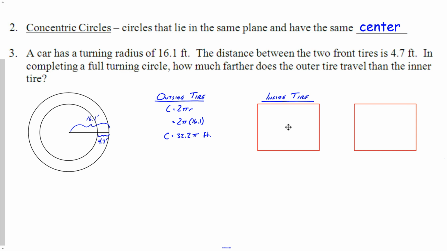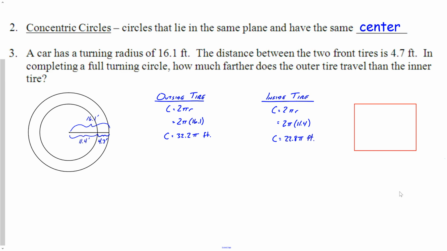Now the inside tire, we again need to find the circumference because that's the distance that it would travel all the way around that one full turn. But if we're going to use the radius of this inside tire, we don't have that yet. We have to do a little work to get that. What would be your radius for that inside tire? Okay, this radius would be 11.4 feet. You would find that by subtracting 16.1 and 4.7. So now again, leave this in terms of pi. I'd have 22.8 pi feet for the circumference of that inner tire's path.